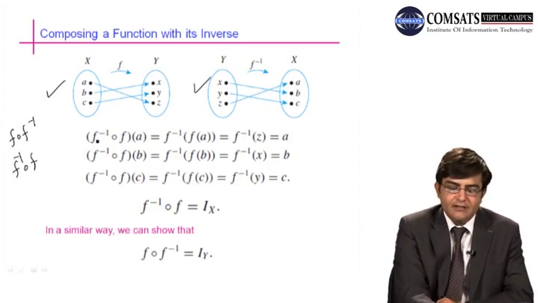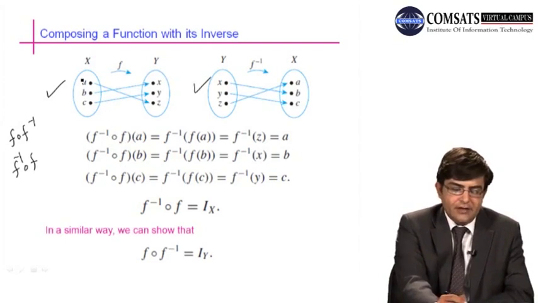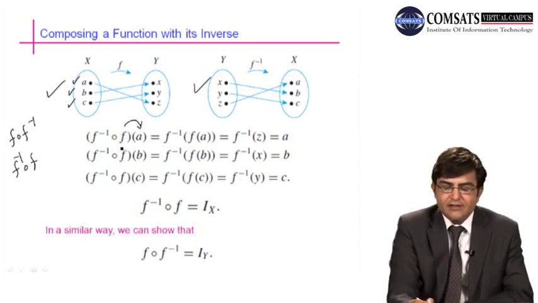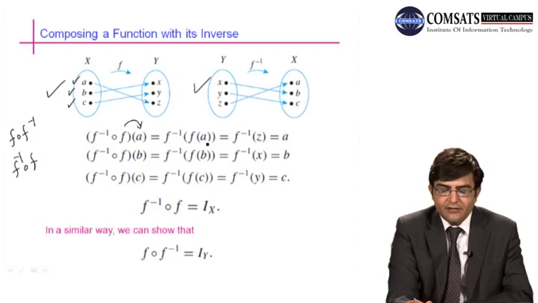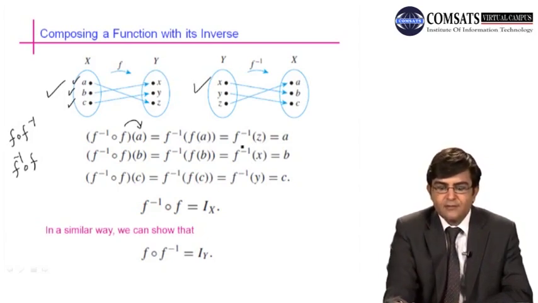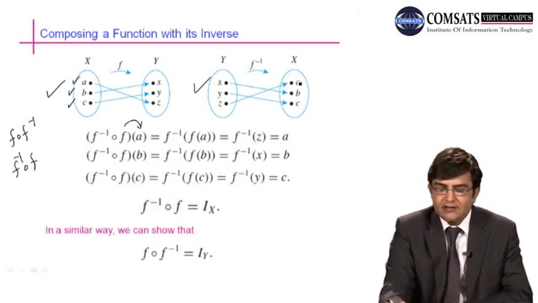Here I have defined f inverse circle f. For f inverse circle f, we operate on each element of x, because first we operate f on the element. So this is f inverse of f of a. F of a is what? F of a is z, so f inverse of z. Now what is f inverse of z? This is a, we get a.